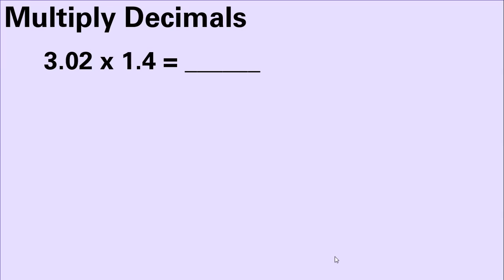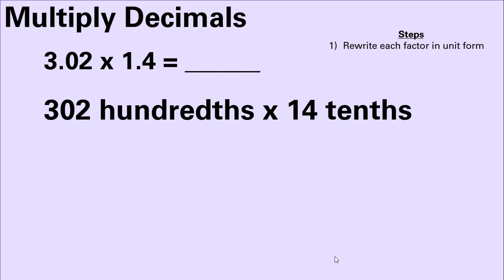Let's start by multiplying decimals. Here we have 3 and 200ths times 1 and 4 tenths. The first thing we're going to do is rewrite each factor in unit form. So 3 and 200ths can be written as 300 200ths because the 2 is in the hundredths place, and 1 and 4 tenths can be rewritten as 14 tenths because the 4 is in the tenths place.